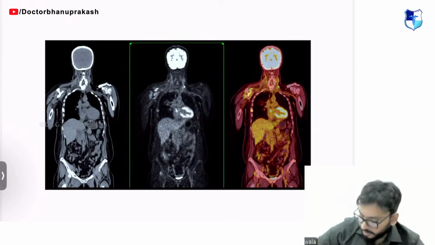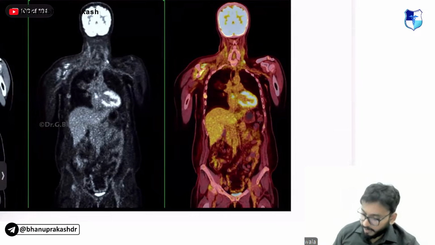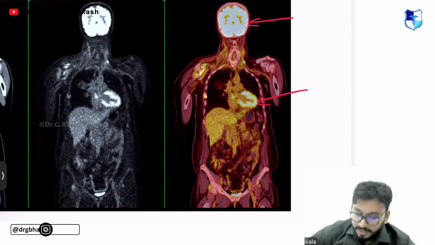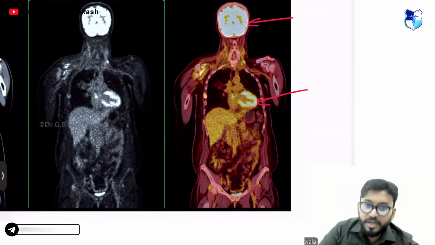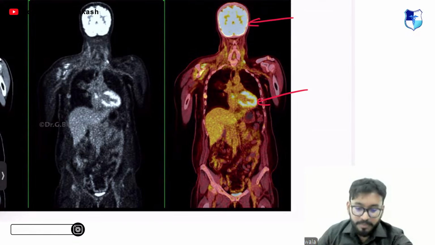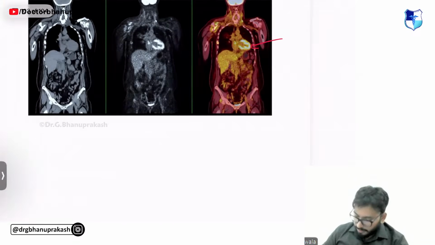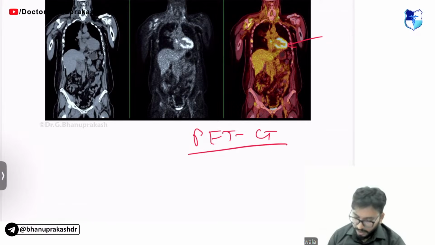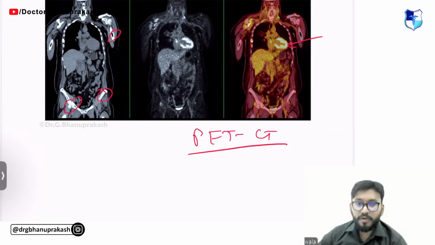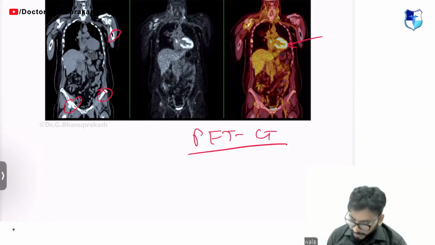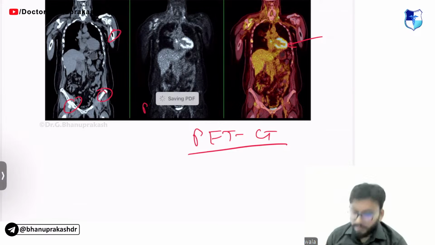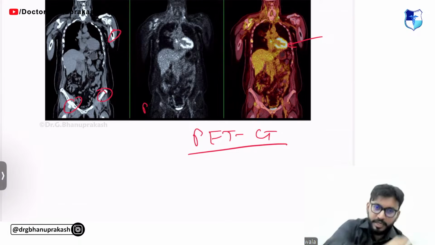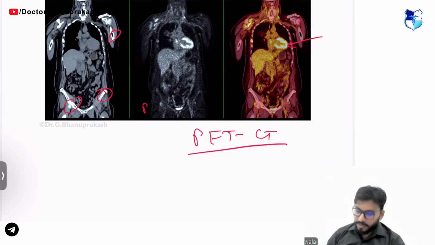Remember, whenever you see this orange image showing multiple areas which light up with increased uptake, this is nothing but PET CT. You can see the bones, the cortical bones, they're white. This is CT, and this is the PET. PET is functional imaging, CT is structural imaging. So we superimpose PET on CT. This becomes PET CT.